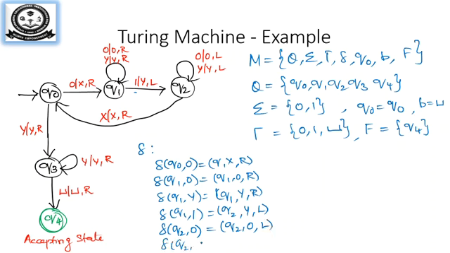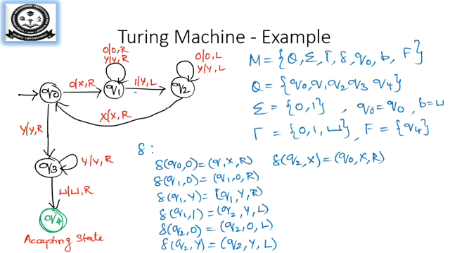q2 with the tape symbol y, you will be having q2 y moving towards left. Now if it is with the input x, then it should go to q0 with x and moving towards right. Okay, you will be moving towards the right side of the process.